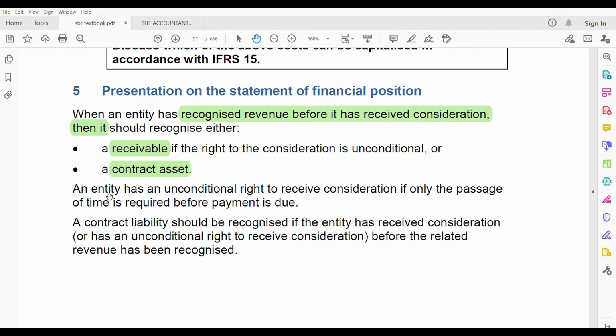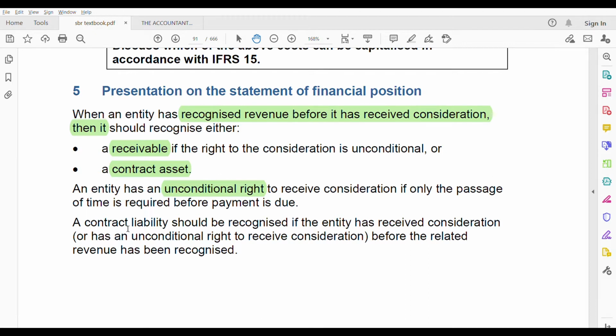An entity has an unconditional right to receive consideration if only the passage of time is required before payment is due. Unconditional means what? They will have an unconditional right only when the passage of time is required before payment is due. That means some time has to pass before you actually receive the payment. Then that is known as an unconditional right.